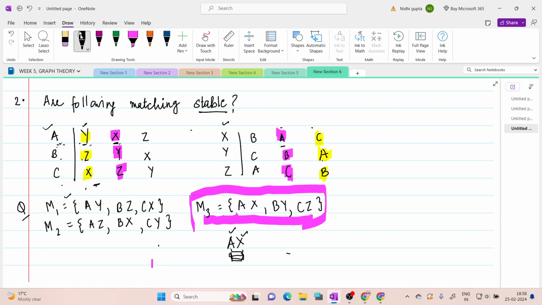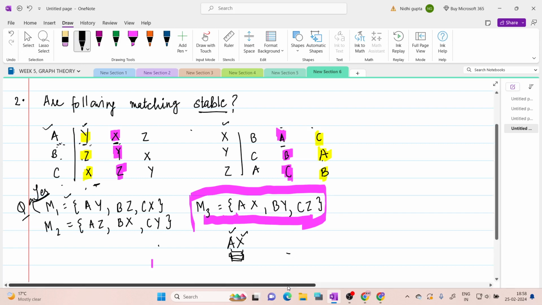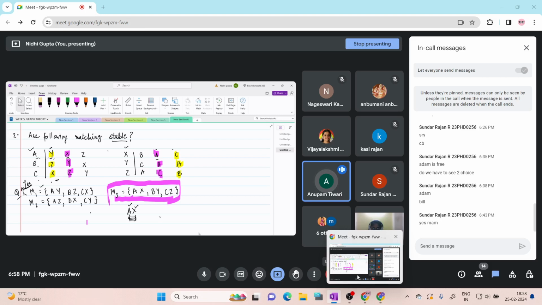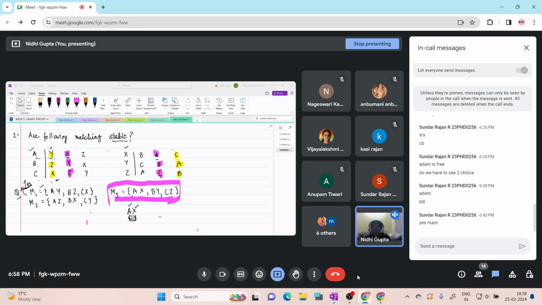We see M1 is a stable matching. Is M3 a stable matching? Both are getting their second preference. Yes, you are right, but still, is it a stable matching or not? To say that it is not a stable matching, you should be able to give a blocking pair. If this matching has a blocking pair, then we can say it is not a stable matching.